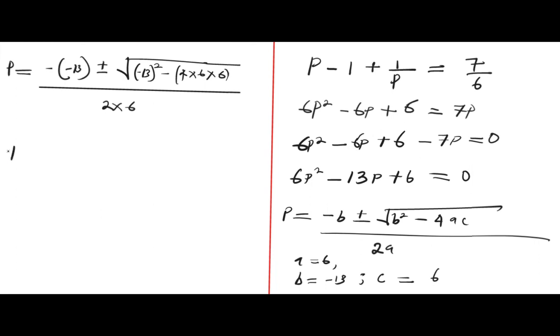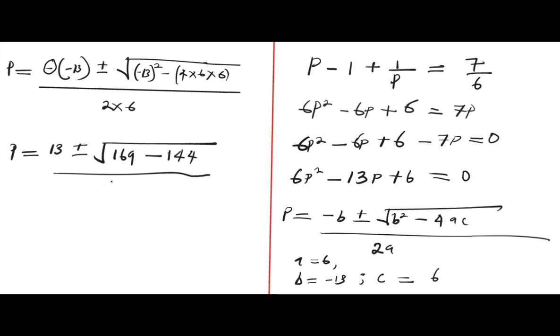So you have p equals, this negative here will multiply this negative 13, and you're going to have positive 13 plus or minus. So you have root of, okay, negative 13 squared is 169, okay? So you have your negative sign here, and 4 times 6 times 6, okay? So you have 144, okay? And this is divided by 2 times 6, you have your 12, okay?